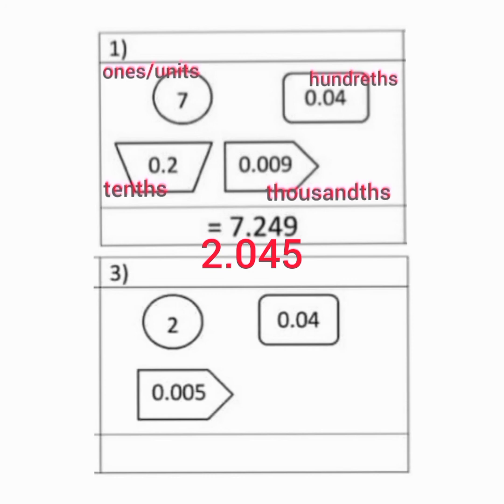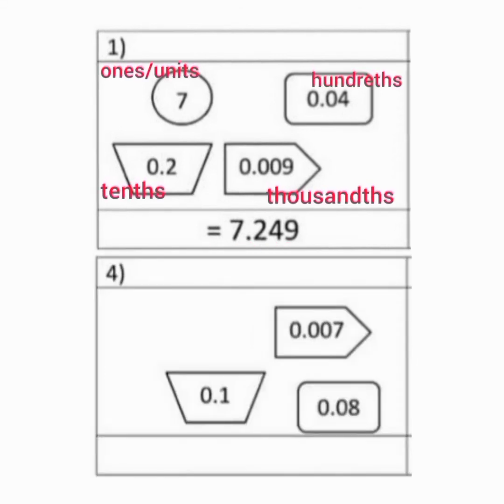Now let's wrap up the lesson with problem number 4. Number 4, once again, does not have all the place values in it. So we will do the exact same thing like we did in number 3. The number in the ones place is 0 since there's no circle. The tenths place has 1 tenth in it. The hundredths place has 8 hundredths in it and the thousandths place has 7 thousandths in it, giving us an answer of 187 thousandths.